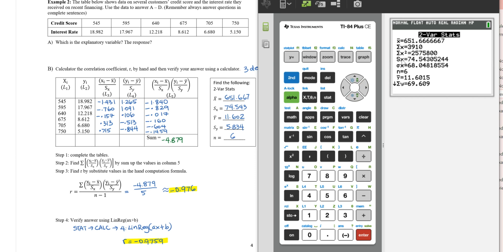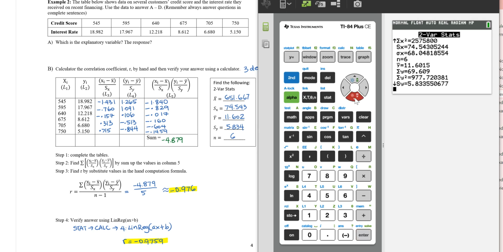Note that I picked this one because it's a sample, not a population. This is a sample of 6 people's credit scores with their interest rates. So we pick s of x. To get more information, let's go down the list: s of y, and that's how I find them. Note the sample size is 6, you count 6 people here. That's how you find the summary statistics. Now let's go back to our list, so go to stat.